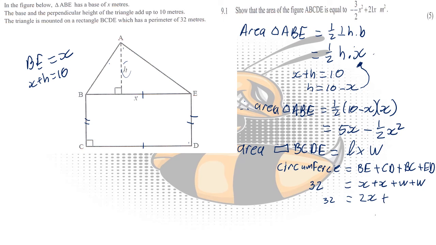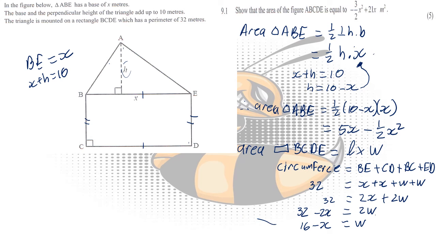Then we have 32 equals 2x plus 2w. And now again, if we take a look at our formula, we only want x's involved in there. So we can use this equation like we did the x plus h equals 10 to get rid of the width. So we can now solve for w. So it's 32 minus 2x equals 2w. Therefore, w is just going to be equal to 16 minus x.